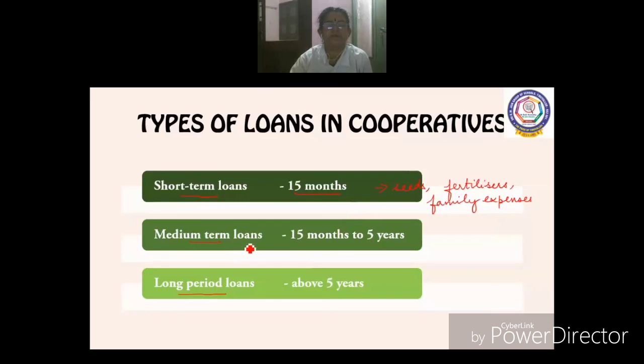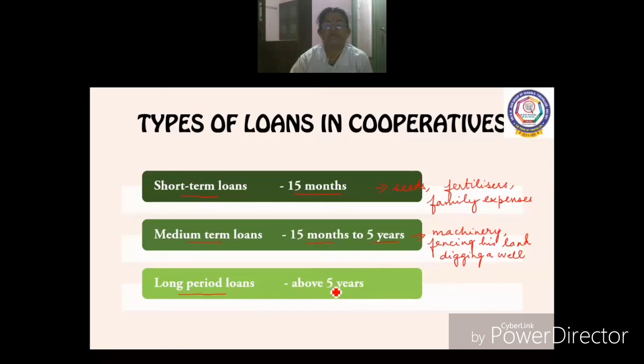The next one is the medium-term loans. This ranges between 15 months to 5 years. It means more than 1 year, so 1 year to 5 years. And this loan amount is used by the farmer to buy machinery, or sometimes he might fence his plot, so for fencing his land, or for digging a well. The amount will be less compared to long period loans. So this amount is used for all such purposes, like buying machinery, fencing his land, or even digging a well.